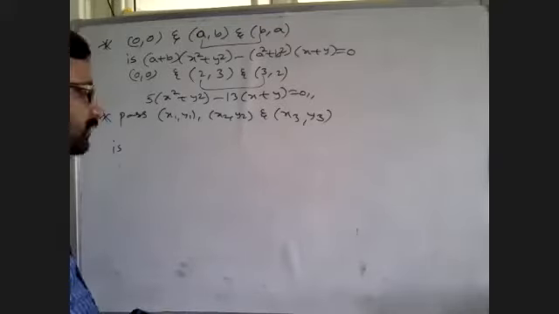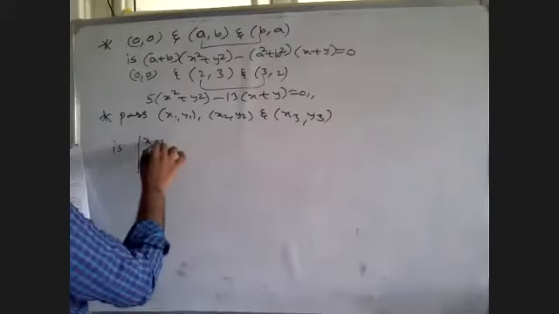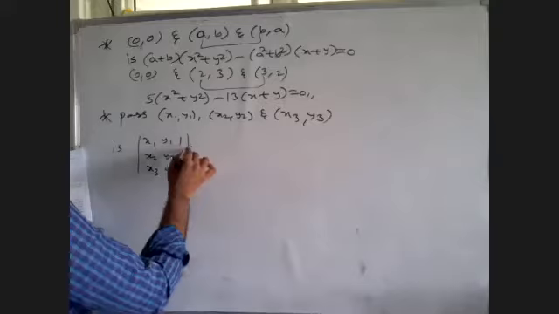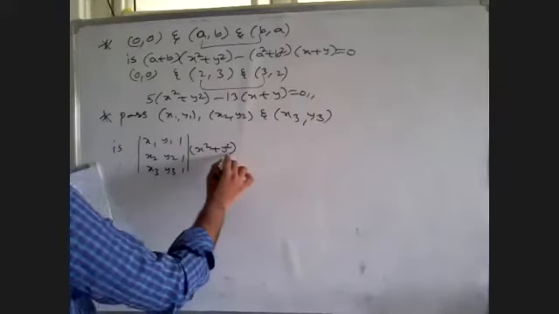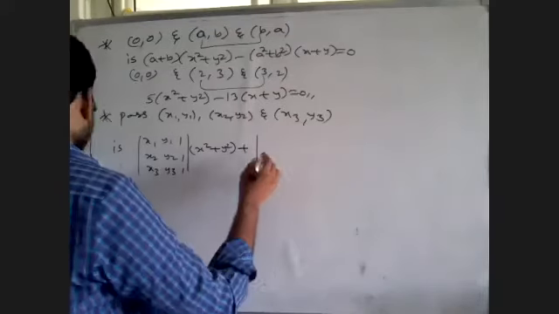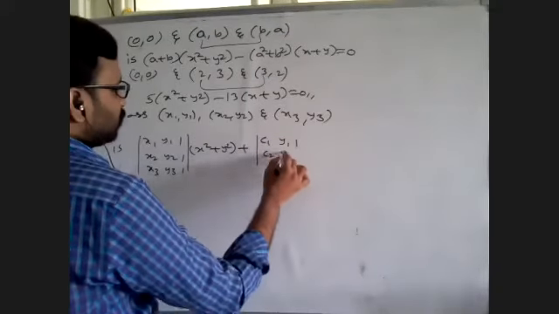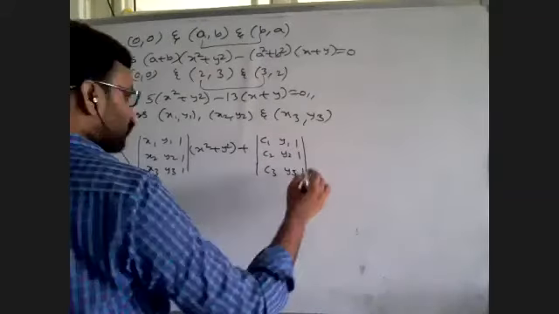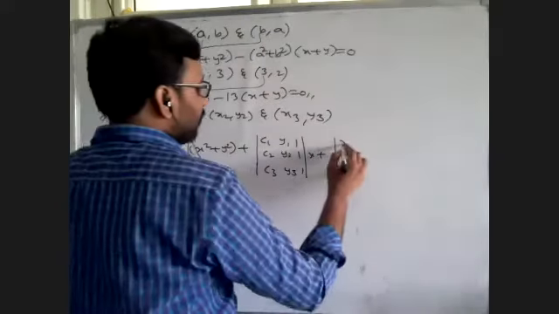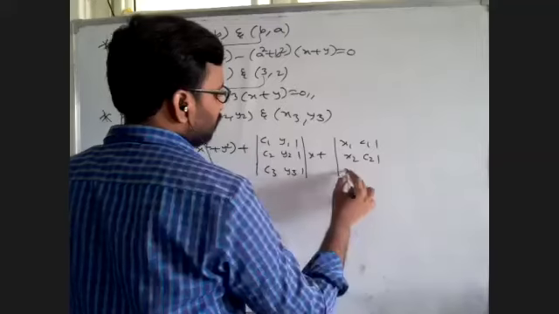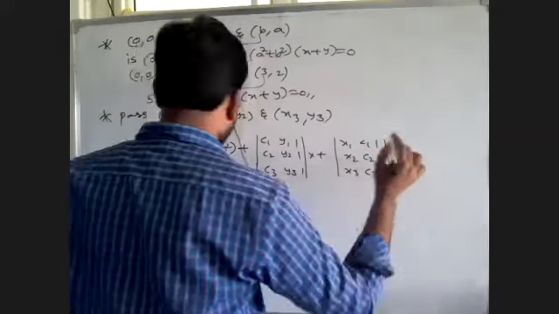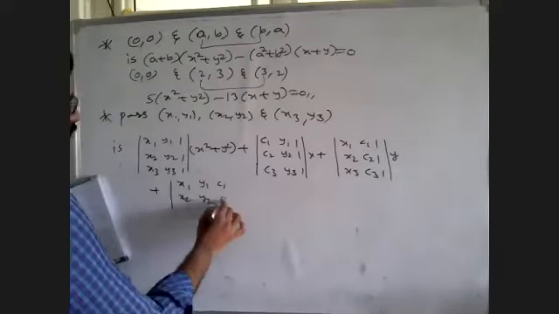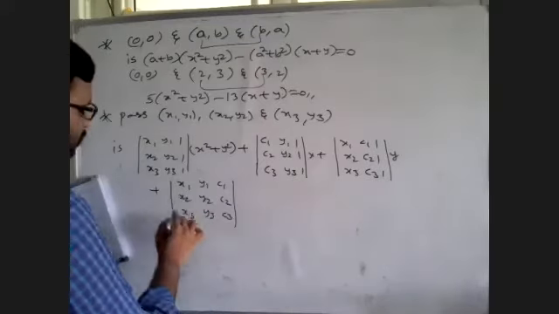This is a little bit lengthy formula to remember. The determinant of x1, y1, 1, x2, y2, 1, x3, y3, 1 into x square plus y square, then plus the determinant of c1, y1, 1, c2, y2, 1, c3, y3, 1 into x, plus the determinant of x1, c1, 1, x2, c2, 1, x3, c3, 1 into y, plus the last constant, the determinant of x1, y1, c1, x2, y2, c2, x3, y3, c3, is equal to 0.